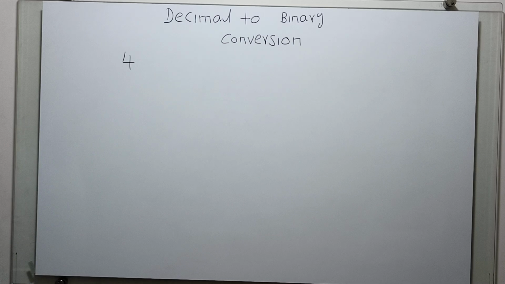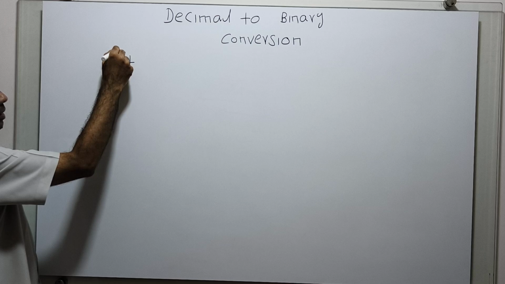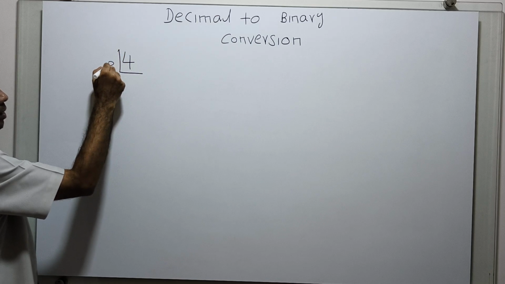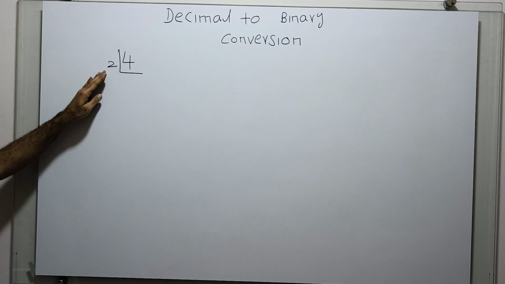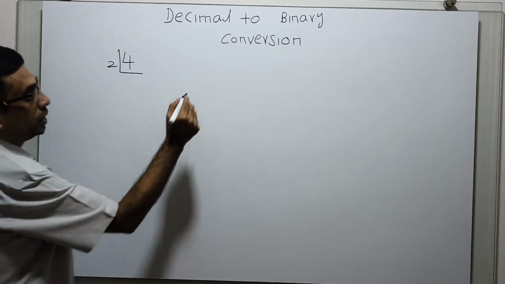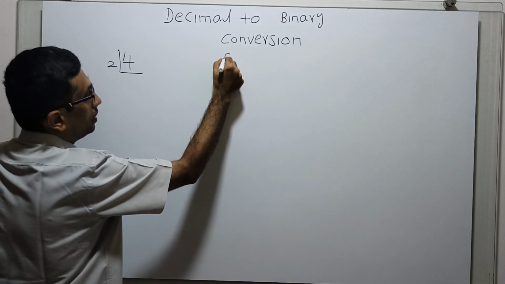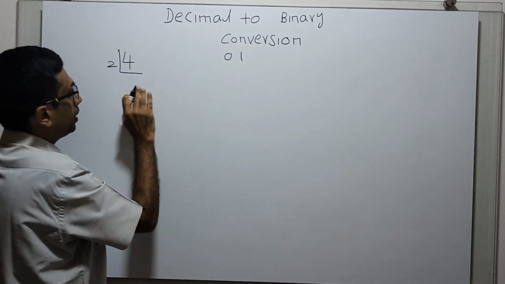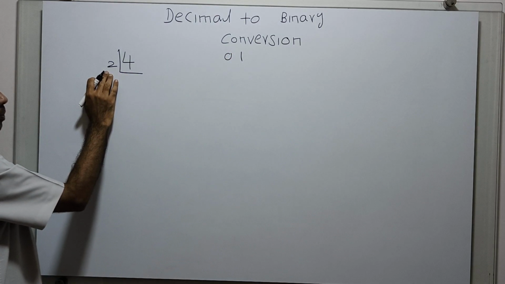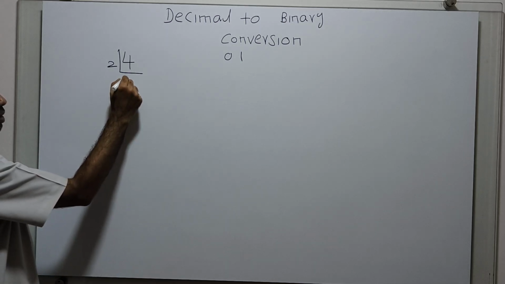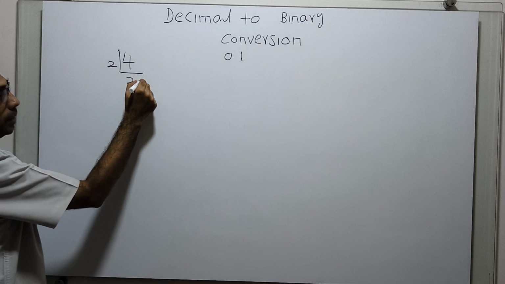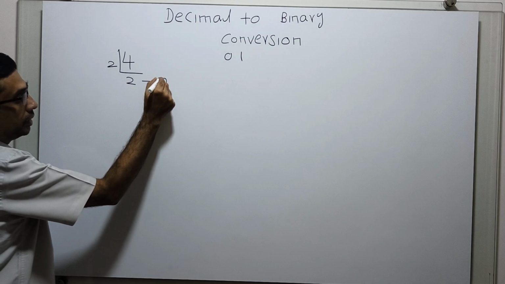So first you have to divide this number by 2. Why 2? Because 2 is the base for a binary number. The binary number contains only 2 digits, that is 0 and 1. So that's why the base is 2. So here you have to write the quotient 2, the remainder 0, like this.